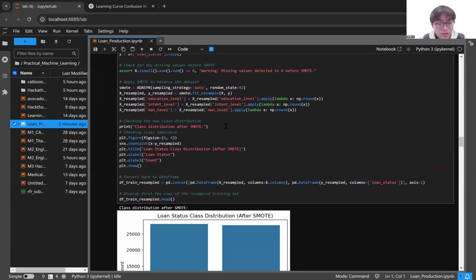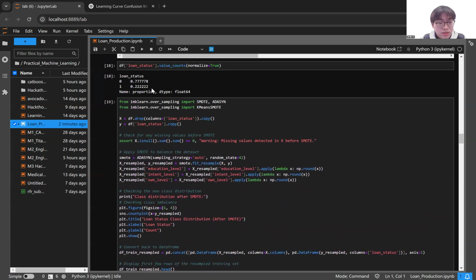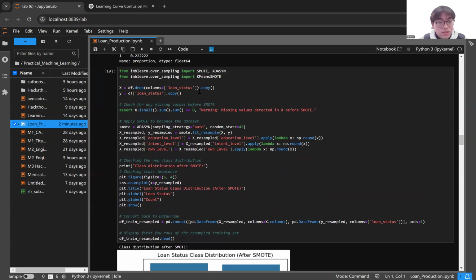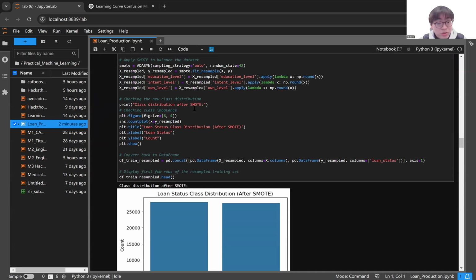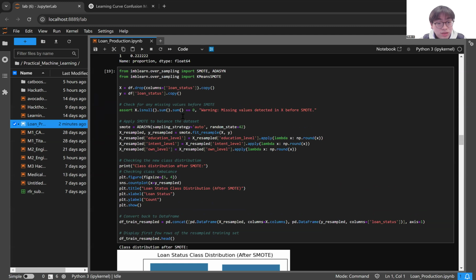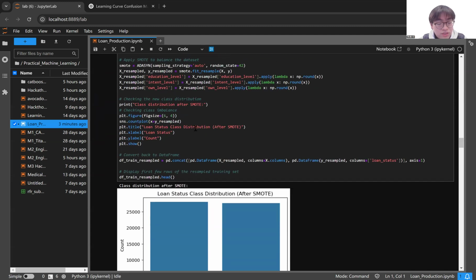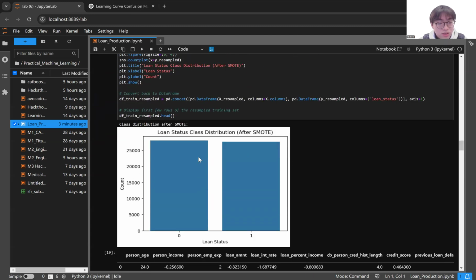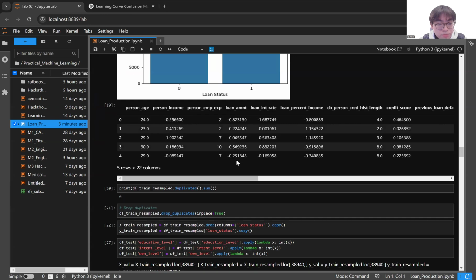And as we can see, there is some imbalance in the loan status. There are a lot more zeros than ones, so that's why we want to oversample the ones in the dataset so that they can have a balanced distribution. As we can see, we use the ADASYN oversample strategy to oversample it, and they're equally distributed.